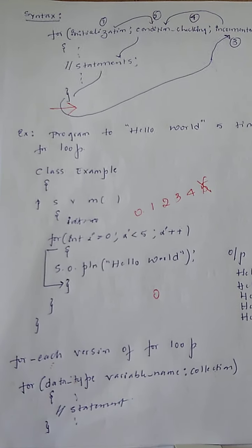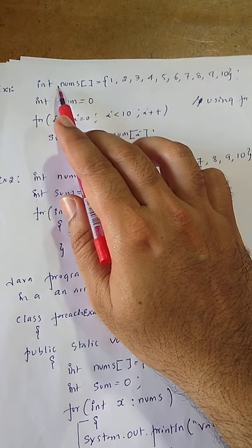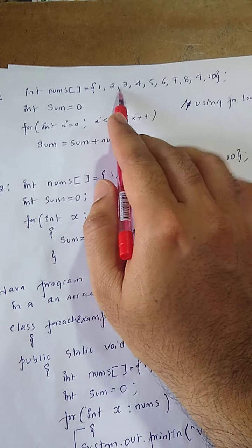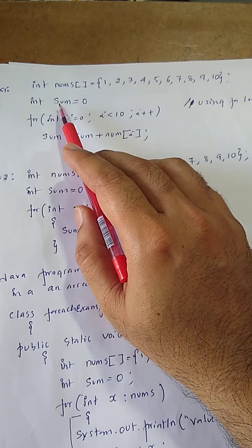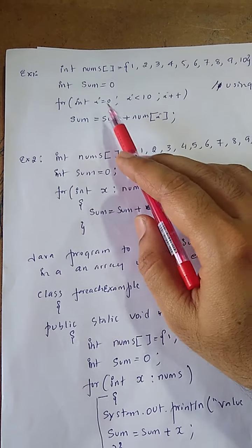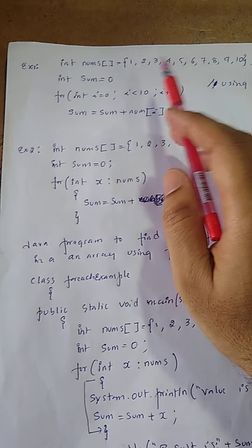I'll go with an example, then you can understand. First I'll take a regular for loop. I declared one array with the name numbers, which contains 10 numbers from 1 to 10. I've taken one variable with the name sum, and I initialize that to 0. I think you know how to calculate the sum of all the numbers present within an array.